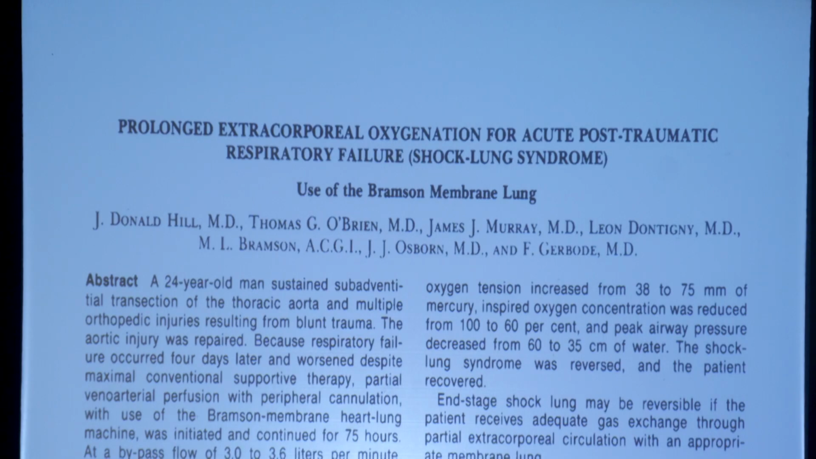The original lung was called the Bramson membrane heart-lung machine. He was continued for 3 days plus on this machine with a flow rate of 3 to 3.6 liters per minute. And they don't go clearly into the indications, but they tell you in this abstract that his oxygen tension, his PO2, increased from 38, which is dangerously low, to 75, which is safe. So severe hypoxemia was clearly part of the indication.